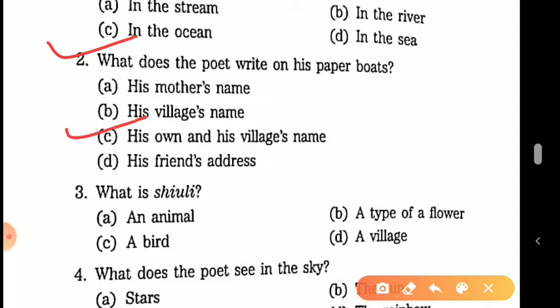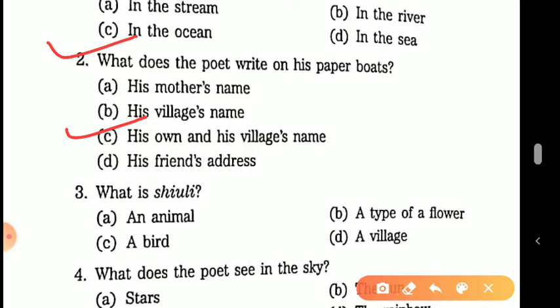He writes his own name and his village name. That is his address where he lives. So, question 2. What does the poet write on his paper boats? Answer: the poet writes his own and his village name on his paper boats.